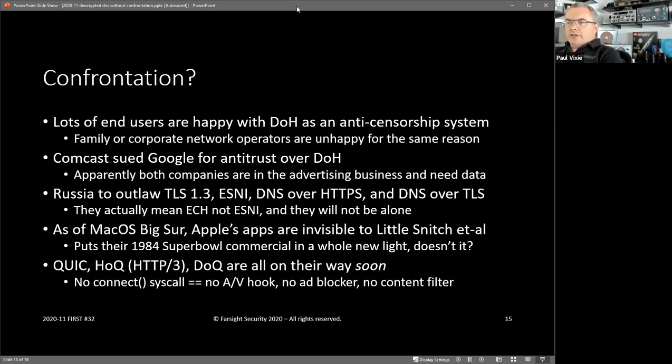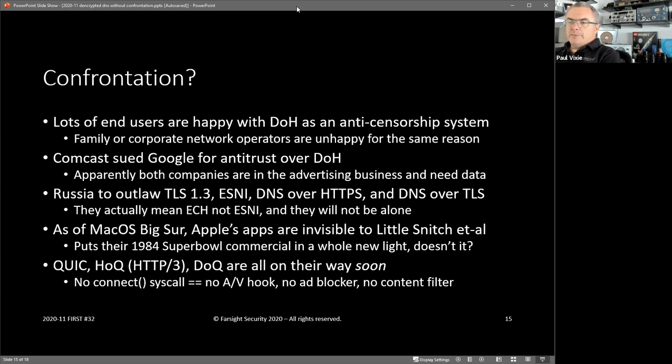I noticed a day or so ago that as of Big Sur, macOS no longer lets Little Snitch or any other firewall you have see all of the traffic. So FaceTime, for example, bypasses your own firewall. I guess Apple does not trust their own users to see what Apple's applications are doing. That seems like the opposite of the message in the 1984 Super Bowl commercial, but it is absolutely in keeping with what we're seeing here.